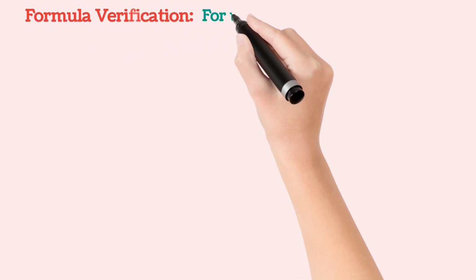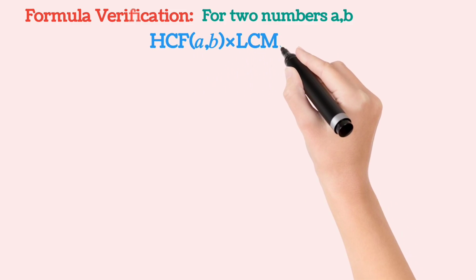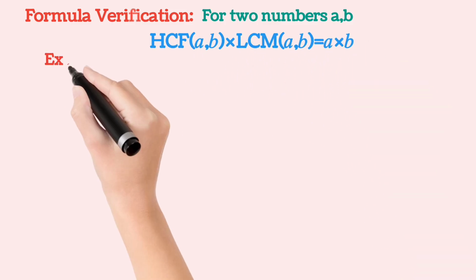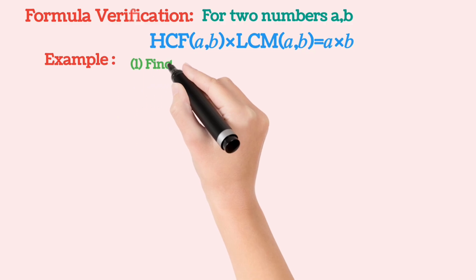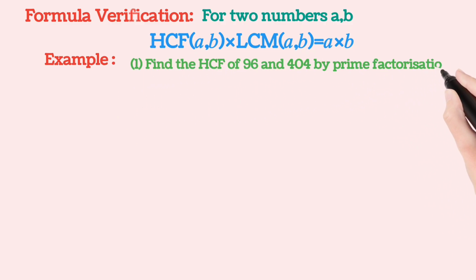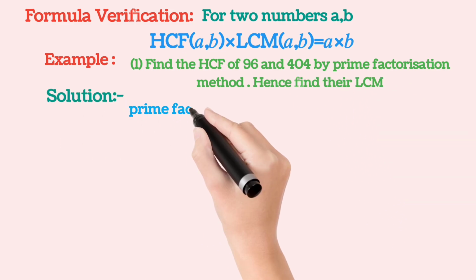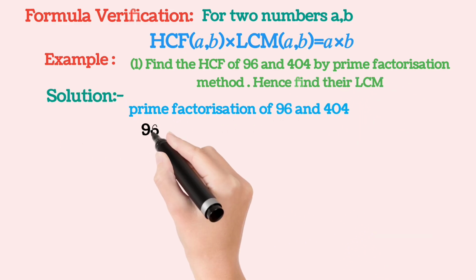Now we will learn formula verification for two numbers a and b. HCF of a and b into LCM of a and b is equal to the product of the numbers a and b. Now some examples. Find the HCF of 96 and 404 by the prime factorization method, hence find their LCM.